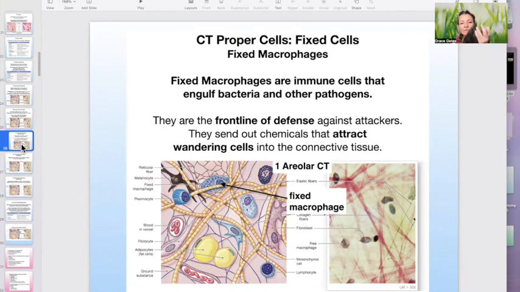And then there are fixed macrophages, and those are immune cells that engulf bacteria and other pathogens. They're the frontline defenders against attackers. They send out chemicals that attract wandering cells into the connective tissue. And here in the cartoon, they're showing you in kind of darkish blue, a fixed macrophage.